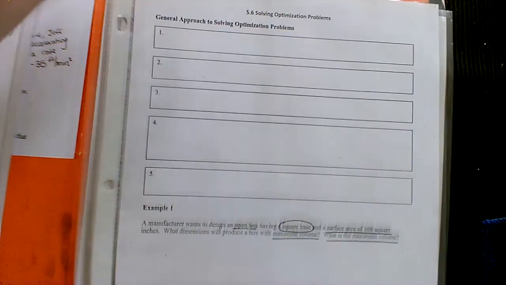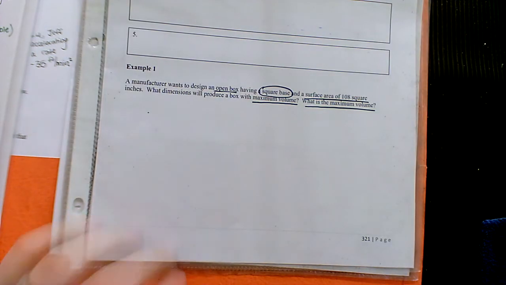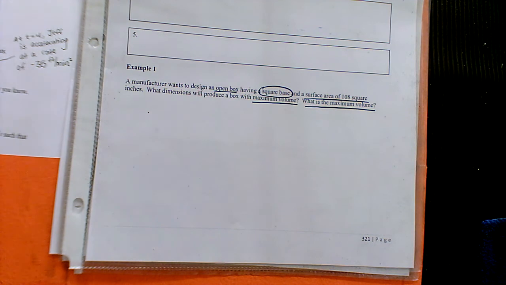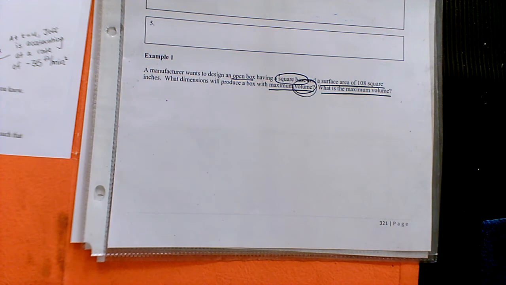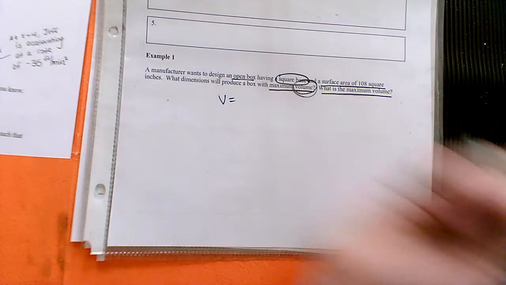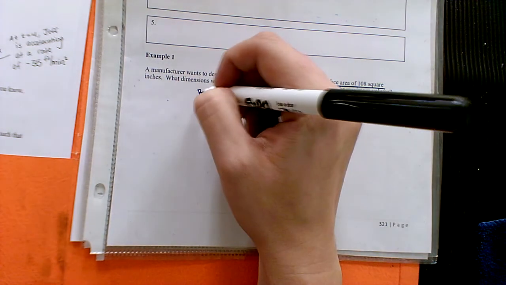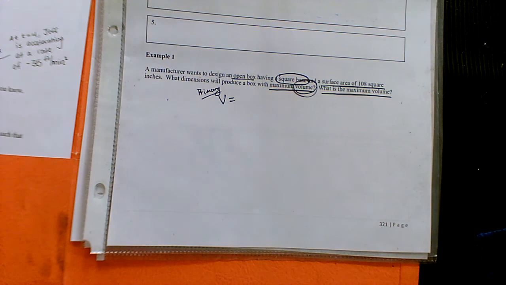I believe number 1 from yesterday was what is being optimized. Can we figure out what we're trying to find the most or the least of? Do they say it specifically, or do we have to infer it through something else? Volume. So if we're trying to maximize volume, we're eventually going to have to write a volume equation. So this is going to be our primary equation, the main equation that we use.